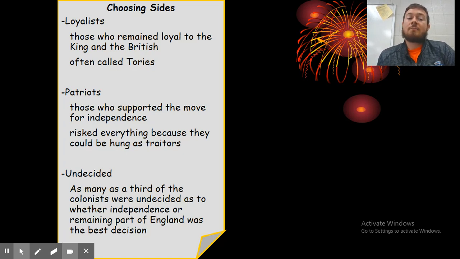Choosing sides, we went over this a little bit in the last PowerPoint. Loyalists are the ones who remain loyal to Britain. They get the nickname Tories. Patriots are those who support the revolution and who want independence. And then as many as a third of the colonists really didn't pick a side.